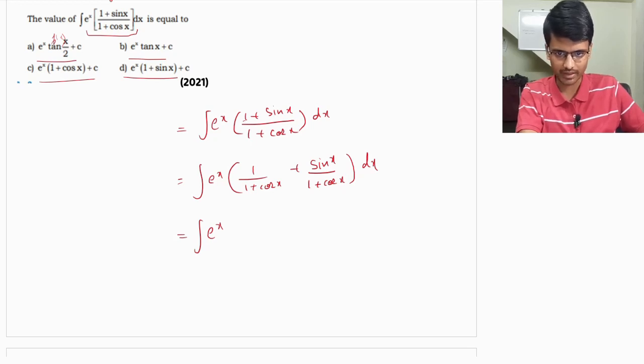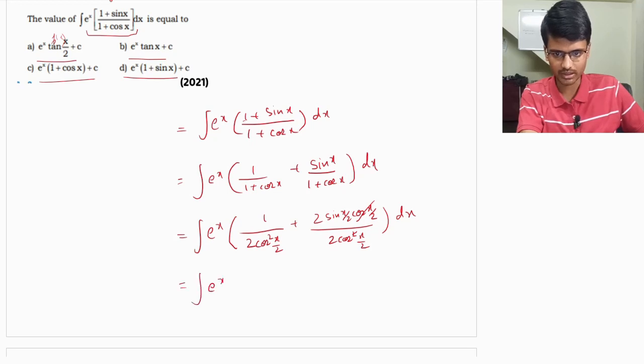It is in terms of tan. Okay, we know what is 1 plus cos x, right? It is nothing but I can write it as 2 cos square x by 2. Basic trigonometry. Sin x, I can write it as 2 sin x by 2 cos x by 2, and 1 plus cos x as 2 cos square x by 2, right? Cos x by 2, cos x by 2 gets cancelled. What am I left with? e power x, 1 by 2, I can write this as sec square x by 2, plus 2 gets cancelled, tan x by 2.